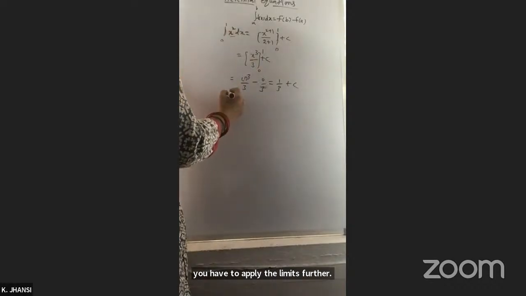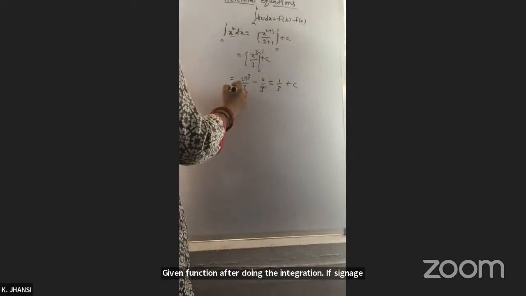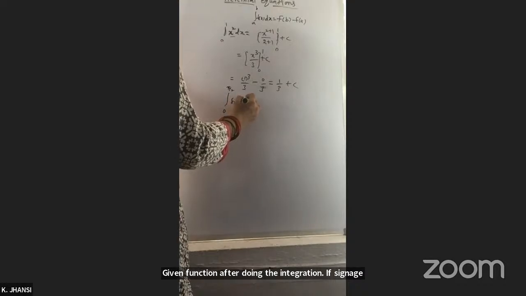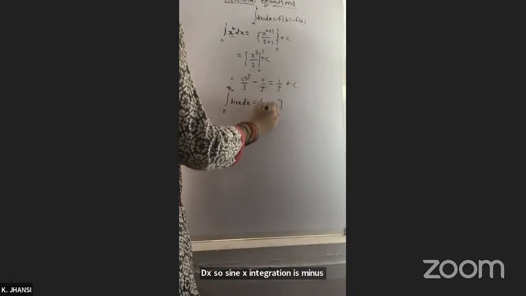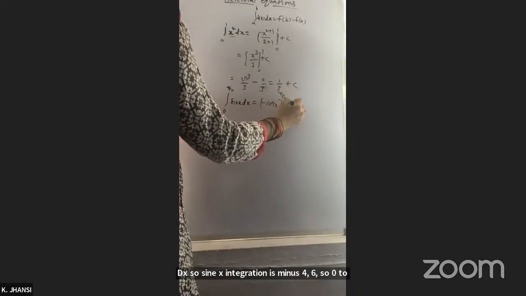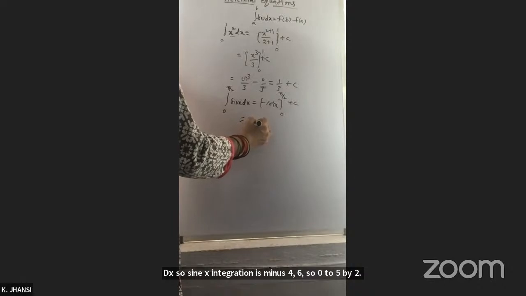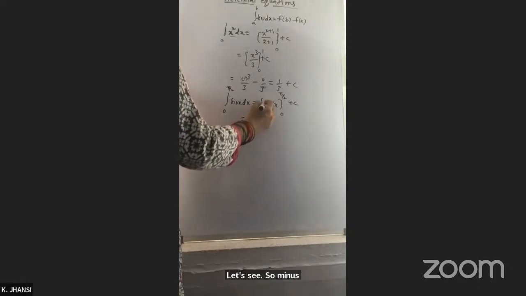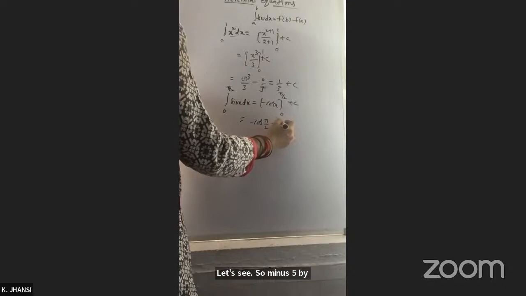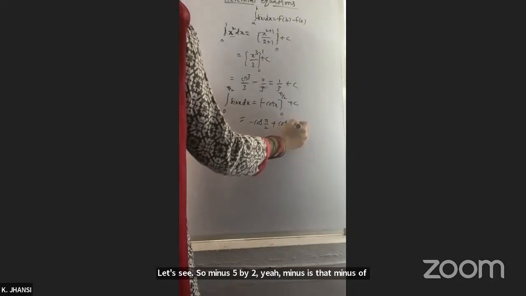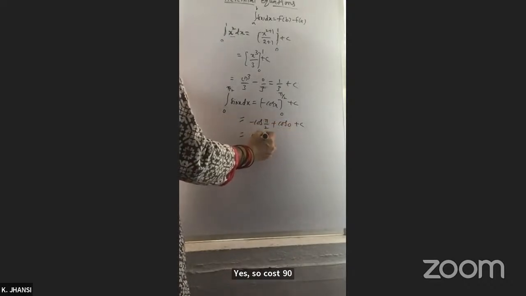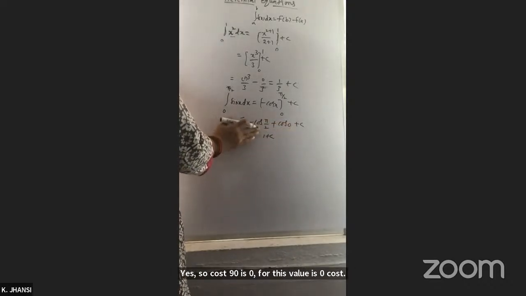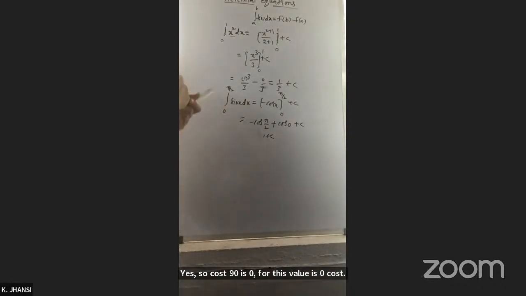Take sin x with limits 0 to pi by 2: the integral of sin x dx. The integration of sin x is minus cos x, with limits 0 to pi by 2, plus c. So minus cos pi by 2, and here minus of minus is plus cos 0, plus c. Cos 90 is 0, so this value is 0. Cos 0 is 1. So the answer is 1 plus c. Like this, you have to apply the limits and solve the problems.